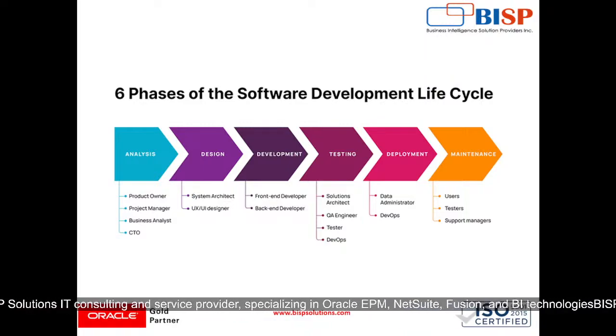Common tasks included in maintenance and post implementation support are bug fixes, which identify and resolve defects that were not caught during the testing phase. Then performance monitoring, which ensures the system speed and efficiency meet business requirements. Then user training and support, which provides ongoing user training and help desk support to ensure effective use of the system.